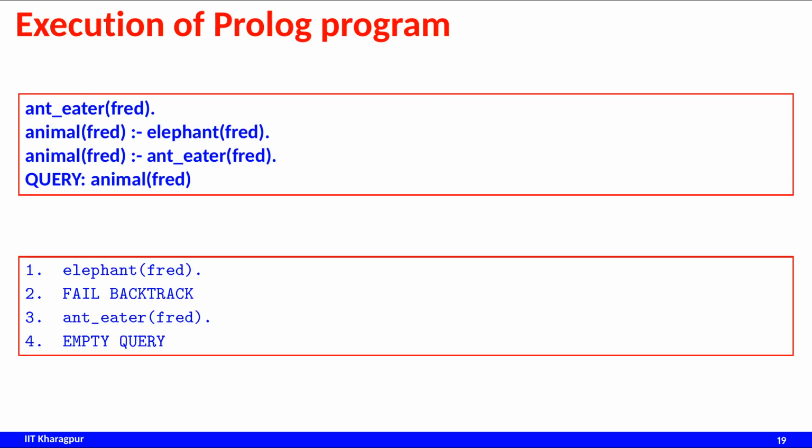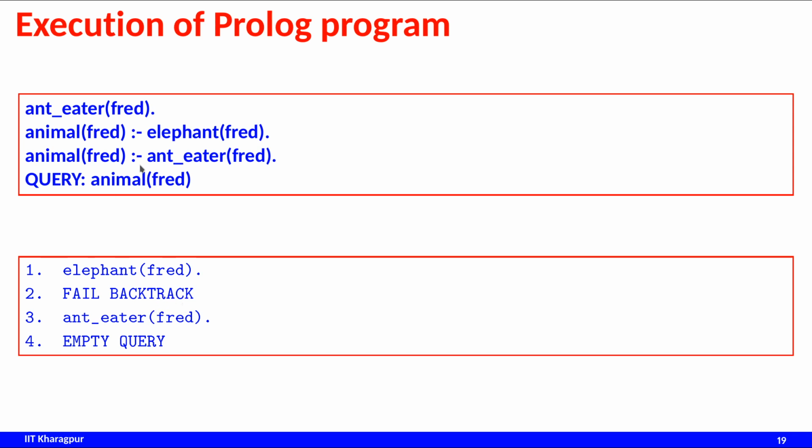So for example, let's say I have this ground truth and two rules, and our query is animal friend. So animal friend will match with the first one. So this animal friend will get replaced with elephant friend. That will be the first step. And elephant friend will not match with any one of those things. So it is a fail, backtrack.